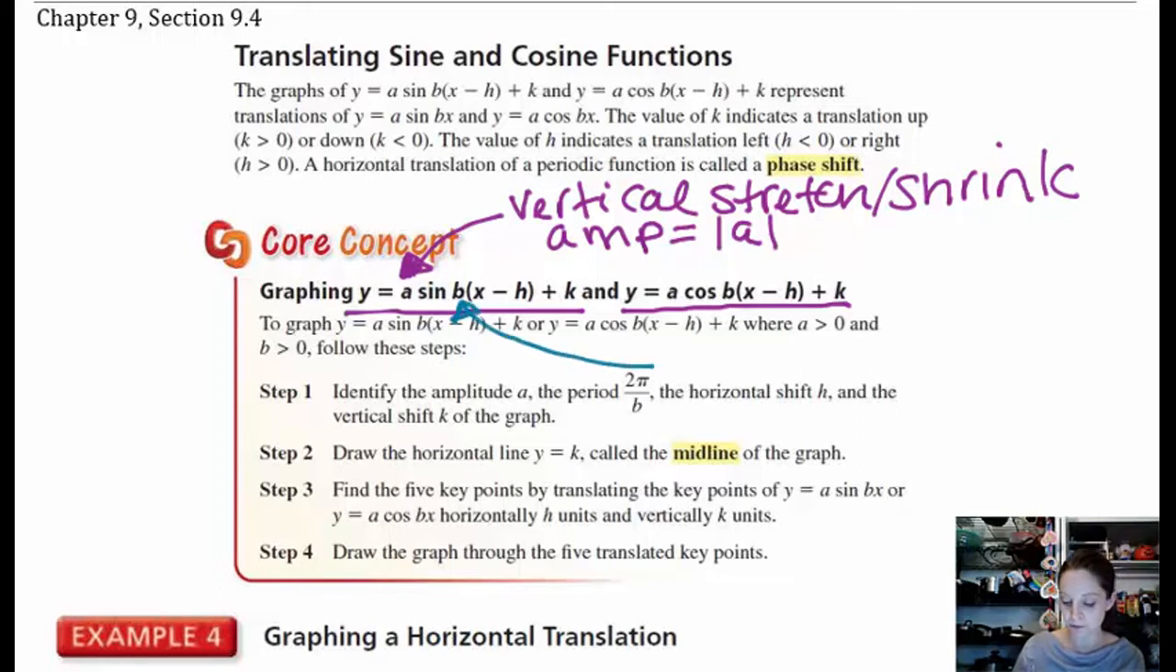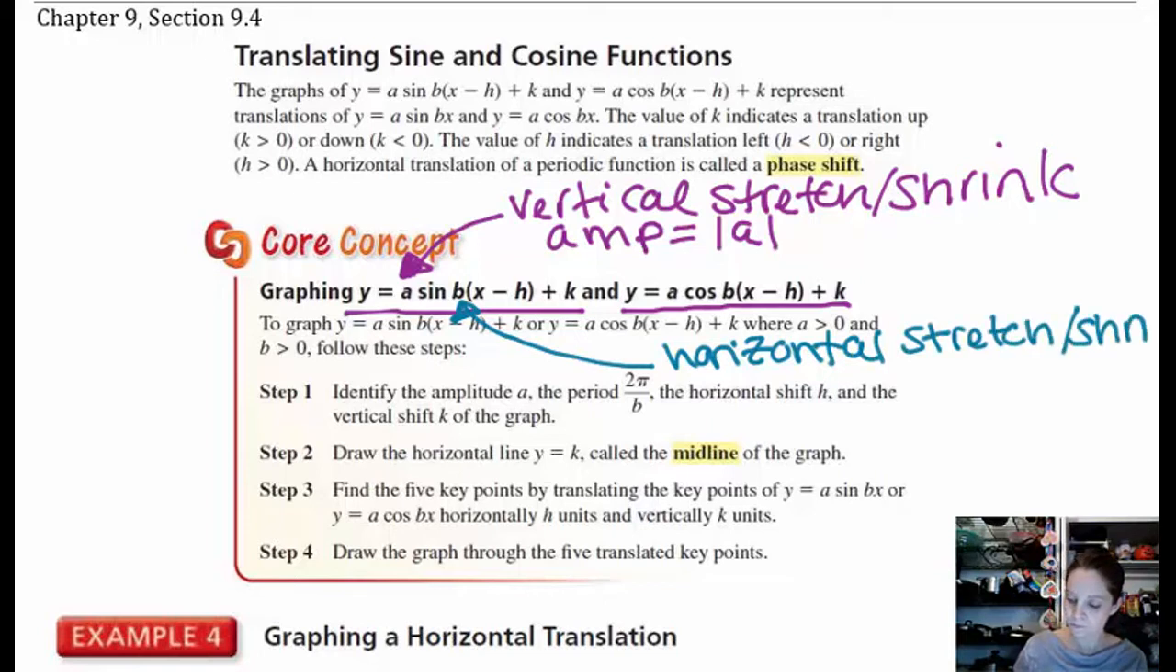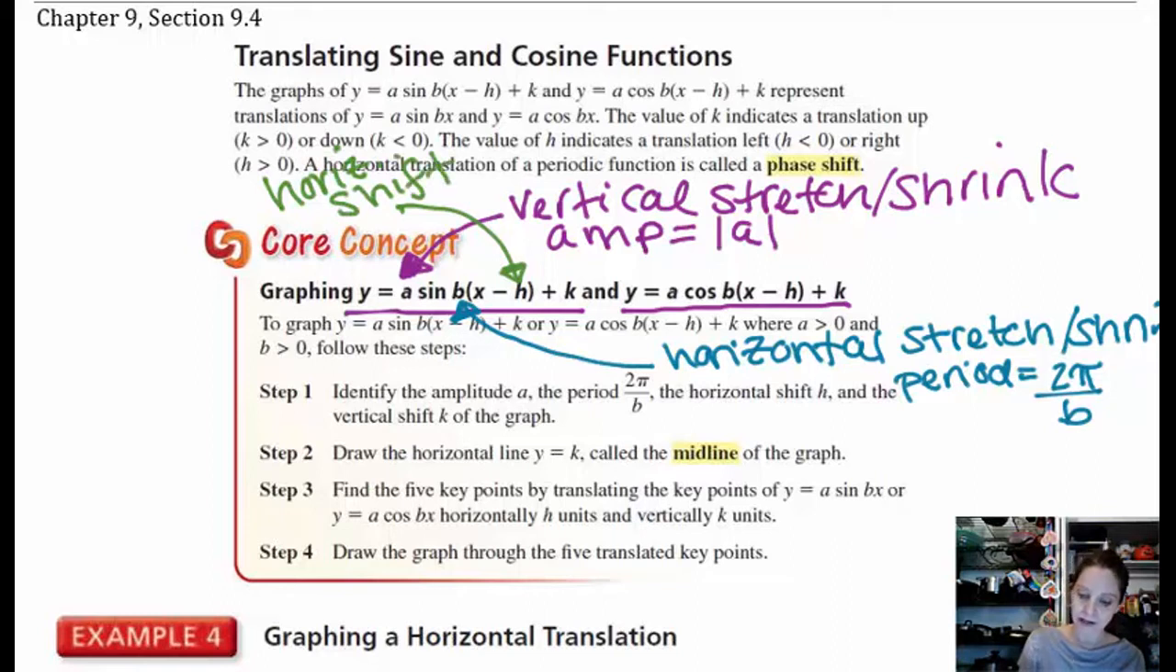B, I'm just going to point to it in one function, but B represents the same thing. That is going to be a horizontal stretch or shrink. And that'll affect the period. And the formula is 2 pi over b for the length of a period. And then we have h, which remember it's minus h, and that is a horizontal shift. And finally we have k, which is a vertical shift.